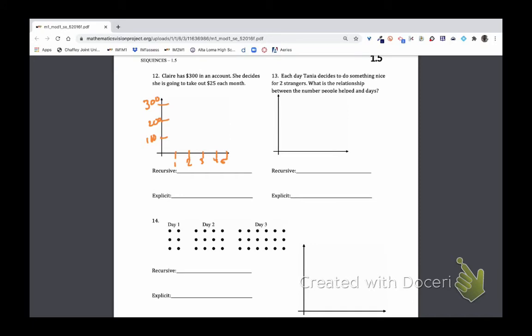Let me clean that up. So 1 month, 275, 2 months, 250, 3 months, 225, 4 months, 200. And so what you'll see as you build through this, let's clean that up. There, we have a nice bold line going down through there. And the big thing here is just understanding that we are slowly decreasing the amount in the account every month.